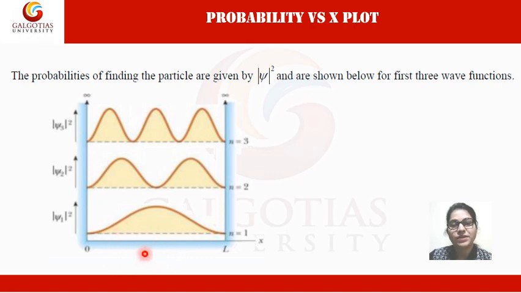If we calculate further, there is a quantity called the expectation value of position, which gives the position where the probability of finding the particle is maximum, and that is L by 2. And if I talk about the first excited state, then there are 2 points where the probability is maximum, and those are L by 4 and 3L by 4. Similarly, for n equals 3, there are three points where the probability is maximum.